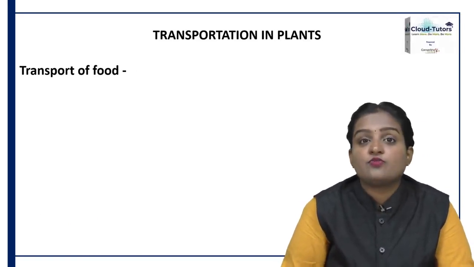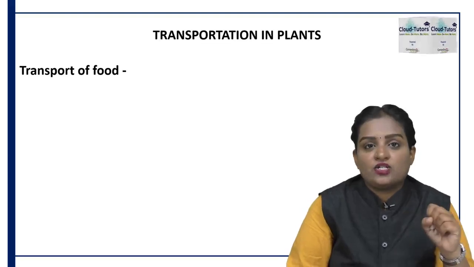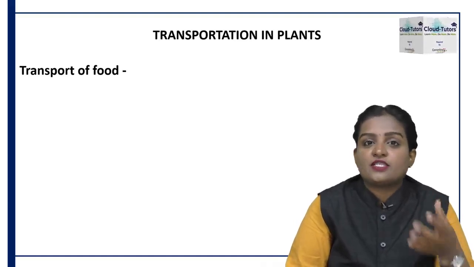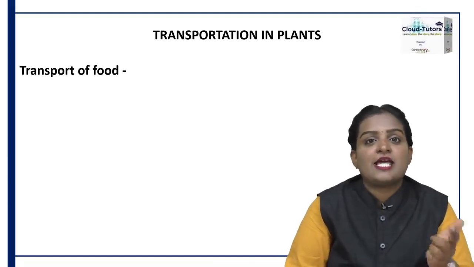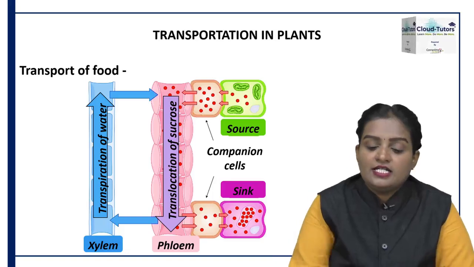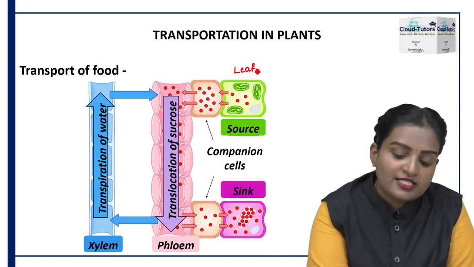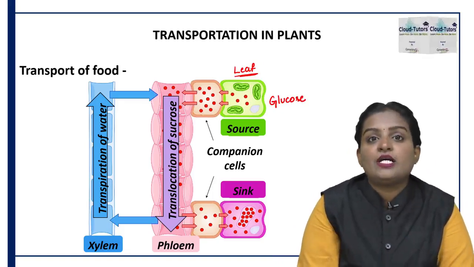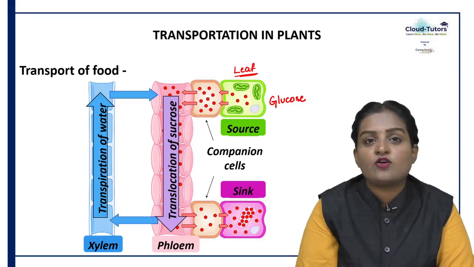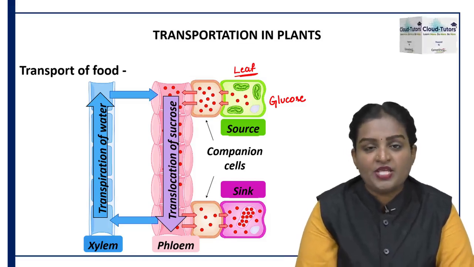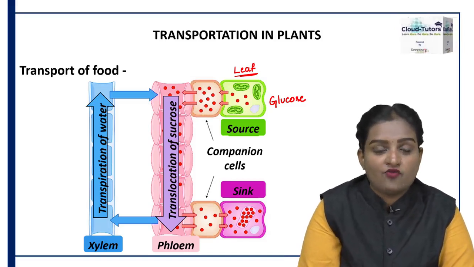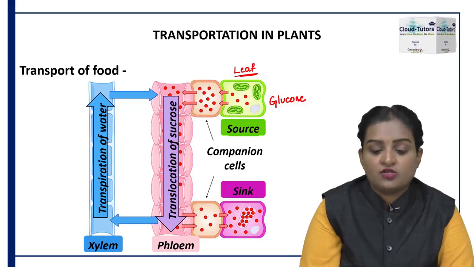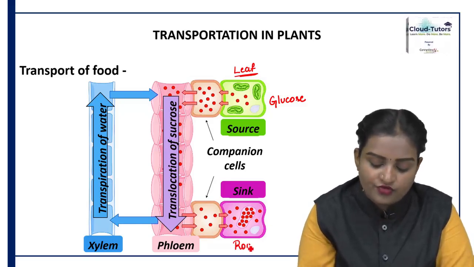Now coming to transport of food, which is a bidirectional process seen in phloem. Even though phloem is the one which is transporting the food, it also needs help of xylem. So here, this is the leaf, the source cell. The cell synthesizes glucose, but glucose cannot be stored as it is because it increases the osmotic pressure. So it has to be stored in another form, that is starch. The storage organ is far away from the source organ.